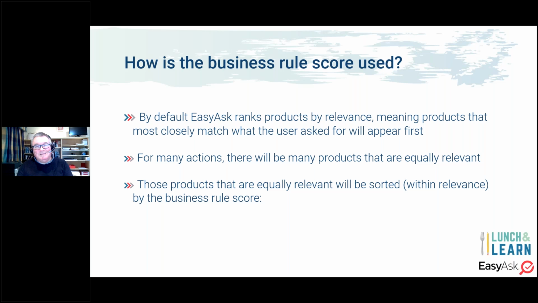But in many cases, there are multiple products that are top relevance or equal relevance. So if I search for a drill on a tool store, I may have 30 drills. They're all equally relevant, and so easyask has to decide what order should we pass back those 30 drills in. And that's where the business rule score comes in, because where relevance is equal, then we will use the business rule score to sort the products. Let's just have a look at an example of that.